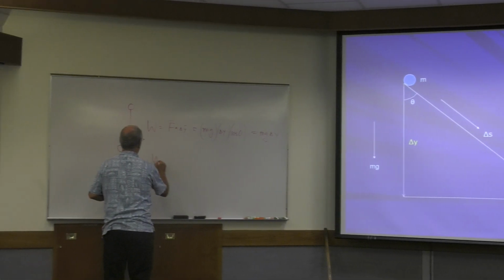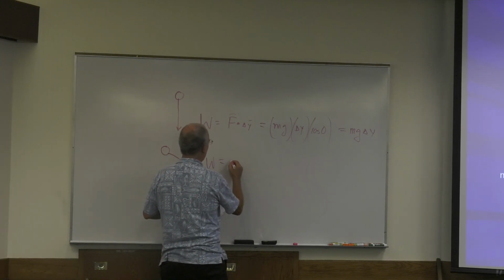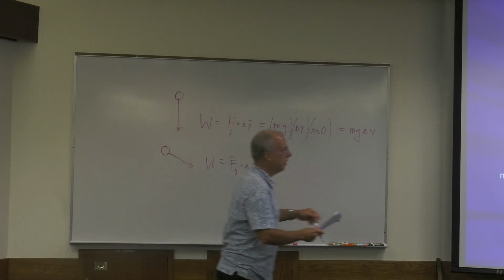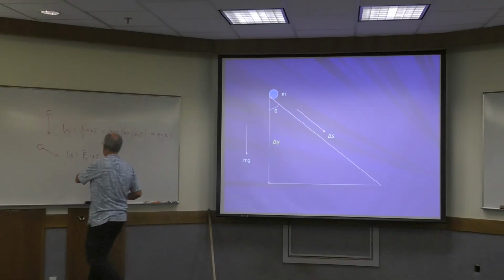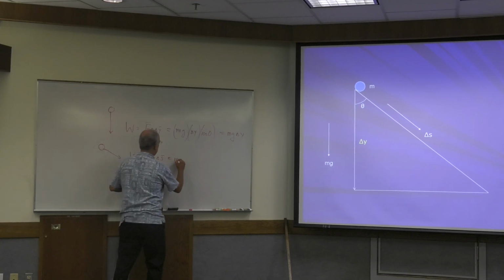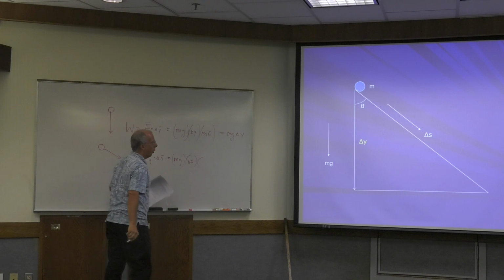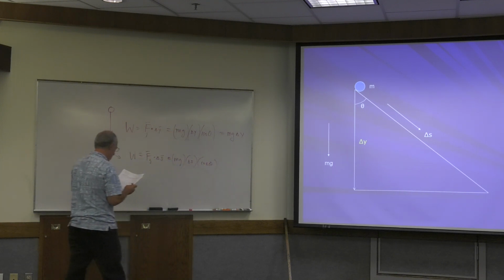Okay, so just do what we always do. Work is F dotted with delta s, right? Because this is the displacement, delta s. So it's mg, or Fg, sorry, dotted with delta s. So that's mg delta s cosine theta, right? Because that's what the dot product is, cosine theta.